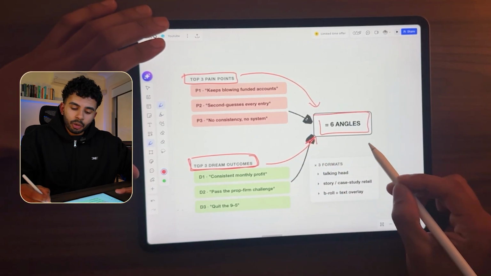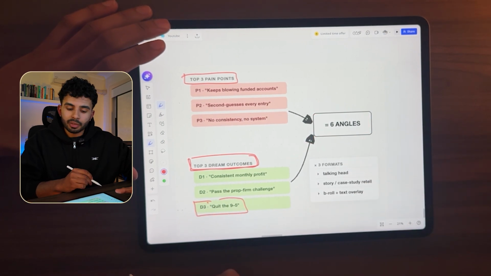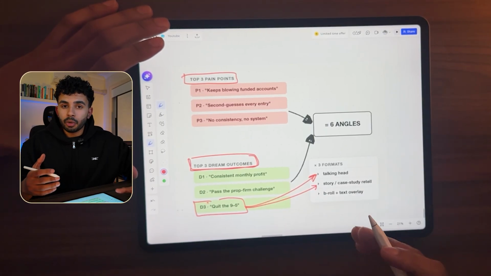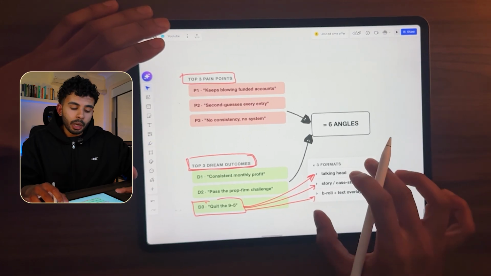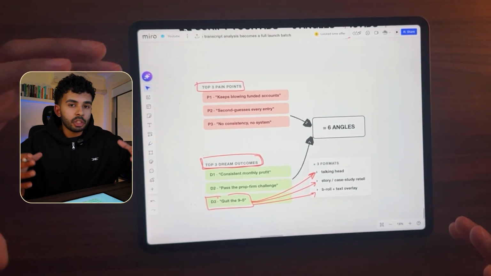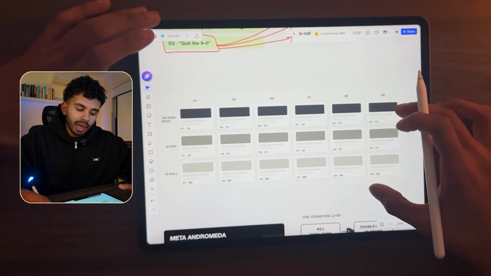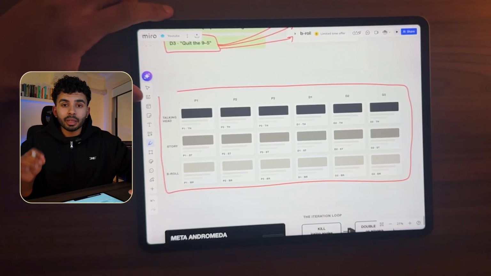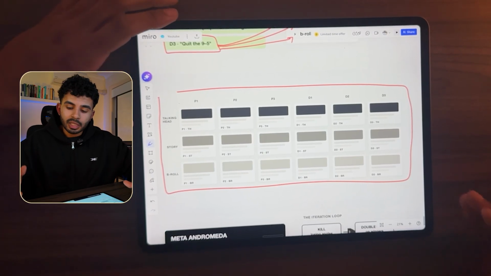Now, for each of these angles, you're going to package it in 3 different formats. For example, let's say you have the angle of quit the 9 to 5, and then you might have an ad talking about quitting the 9 to 5 in a format of a student testimonial or a case study, or you might have it formatted as B-roll with the text overlay. So the purpose of this is each angle is to be packaged differently and be creative diverse. Now, once you do 3 formats for each of your 6 angles, what you're going to have is 18 different ads. Now, based on your ad spend, this should be enough to read results per angle, for the algorithm to find pockets of people that resonate with your messaging.